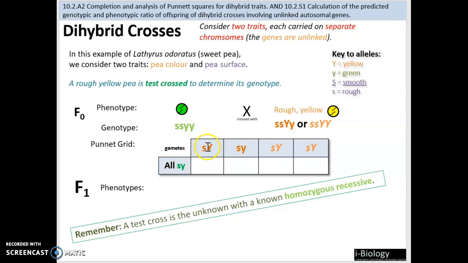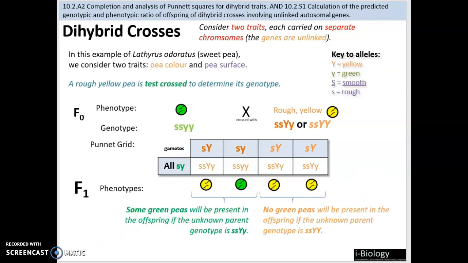So then, obviously, if we're trying to work out whether this rough and yellow could be this, or it could be this, we can cross all those, and then work out which one, when we look at the offspring, what do we get? So if we crossed it with this, we would get some green peas present. So that means the unknown parent would have to have this genotype. But if we didn't get any green peas, then we know it's going to be the opposite genotype.